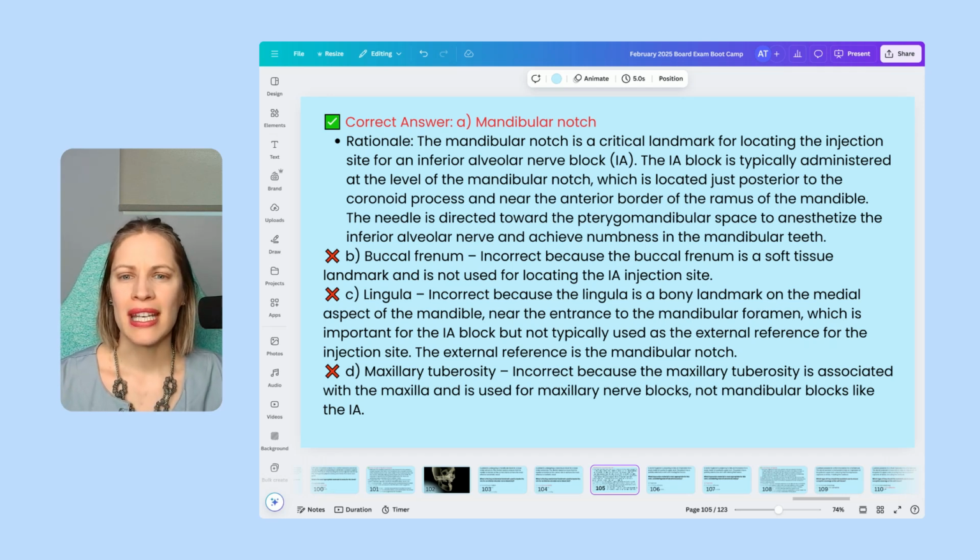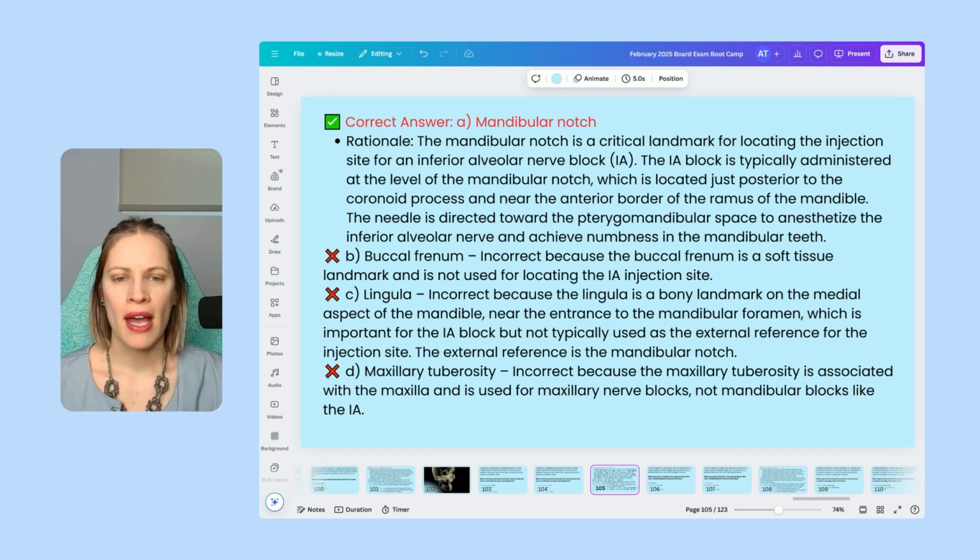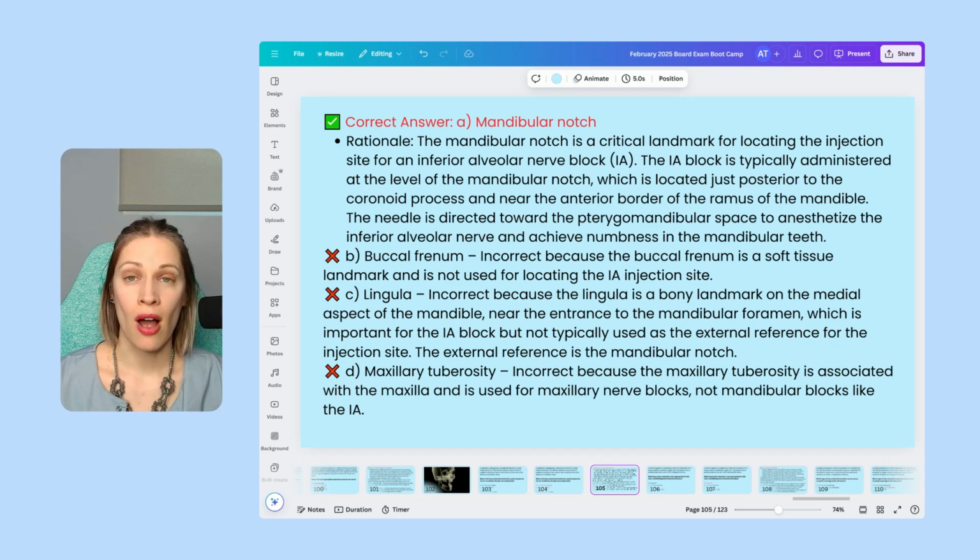The buccal foramen isn't correct because it's just not used. If you guys remember where the buccal foramen is, that is in the wrong spot. The lingula, well, this is a bony landmark. It's not really a site for a needle, if that makes sense. It's near the entrance to the mandibular foramen, which is important for the IA block, but not used as a reference when you're injecting. And the maxillary tuberosity isn't correct because we're talking about the maxilla, not the mandible. So hopefully nobody thought that one.